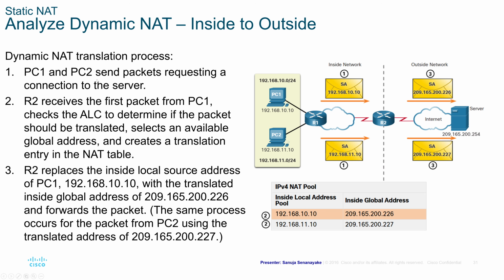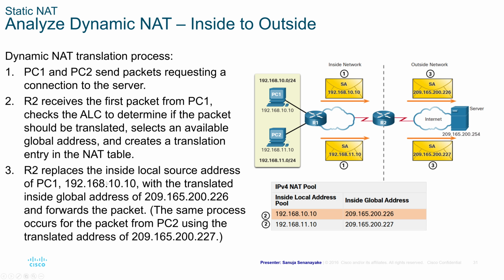In this situation, PC1 and PC2 send packets requesting a connection to the server. The server is located outside of this network, right? The next thing that happens is R2 receives the first packet from PC1, checks the ACL to determine if the packet should be translated, selects an available global address, and creates a translation entry in the NAT table. When PC1 requests access to the server, the first thing this router is going to do is check, is this to be translated to the outside, or is it just an internal routing thing? If it is external, and in this case it is, because it's trying to access this server, it checks the ACL to determine how the packet should be translated, selects an available global address from its pool, assigns it to that request, and adds that information to its NAT table.